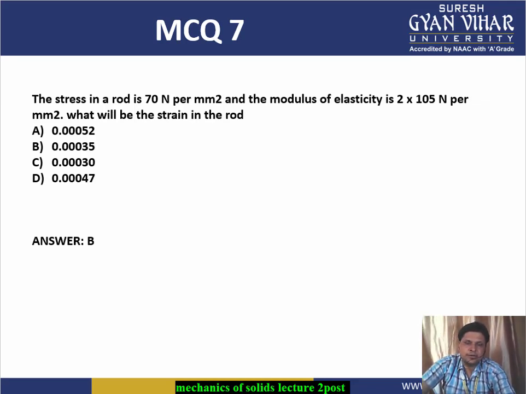Now this is MCQ number 7. The stress in a rod is 70 Newton per mm square and the modulus of elasticity is 2 into 10 to the power 5. Correction: it is 10 to the power 5 Newton per mm square. Now what will be the strain in the rod? You have to calculate the strain. Stress sigma is given to you, and modulus of elasticity E is also given to you.